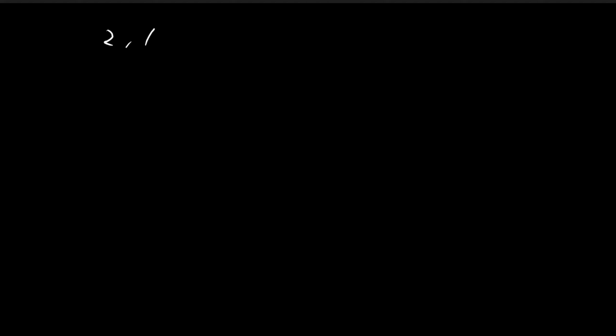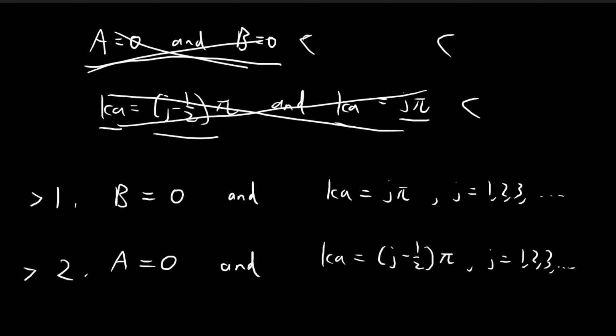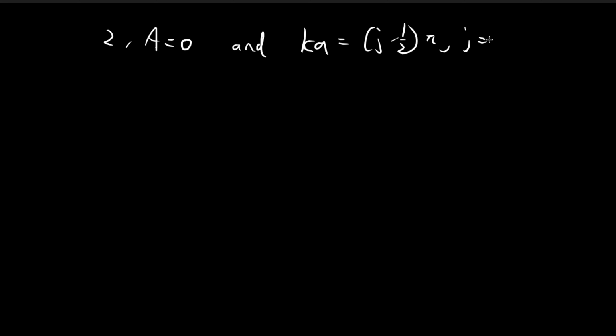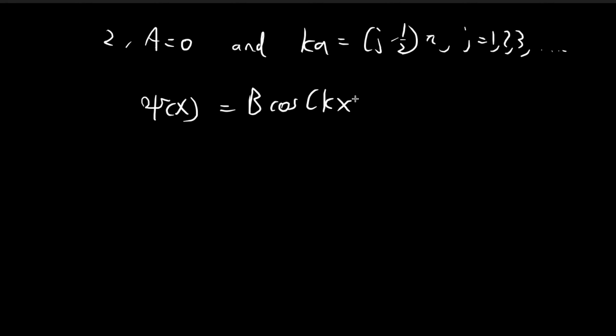So for the second scenario, a is going to be equal to 0, and ka is equal to (j minus 1/2) pi, where j is equal to 1, 2, 3, and so on. So all natural numbers. And if a is equal to 0, our xi of x is just going to be equal to b cosine kx.